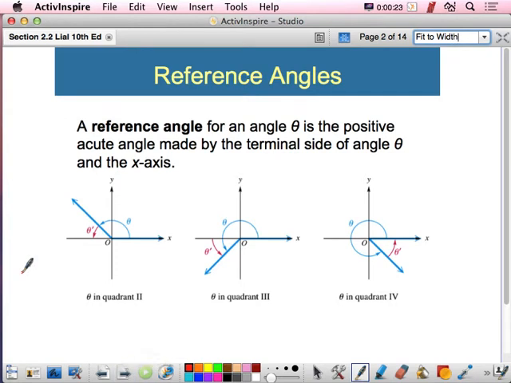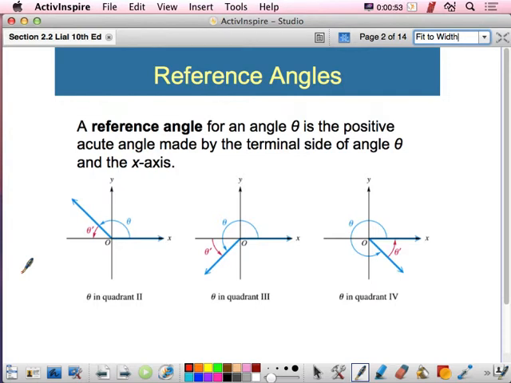First thing you need to understand is what a reference angle is. Every angle has a reference angle in trig. And that reference angle has all of the same properties and functions exactly the same way trigonometrically as the actual angle. It depends on what quadrant it is how you find the reference angle. A reference angle has to be positive and it has to be acute. So it has to be less than 90.